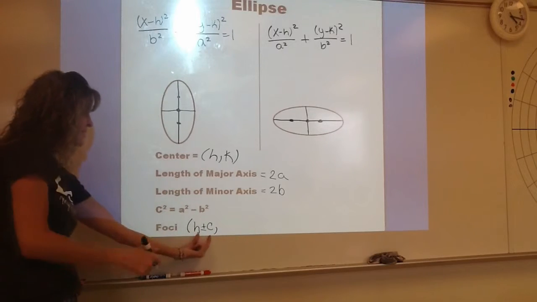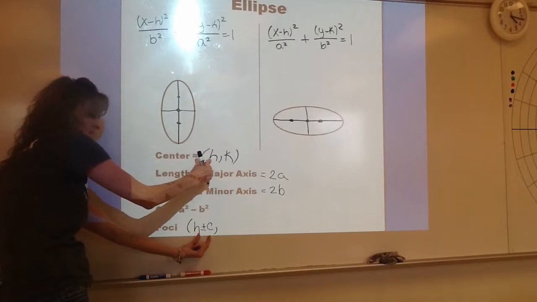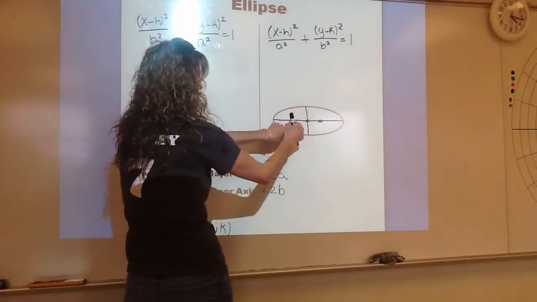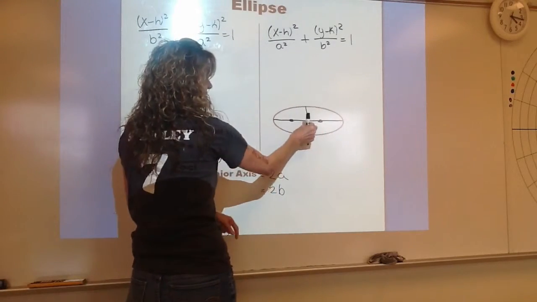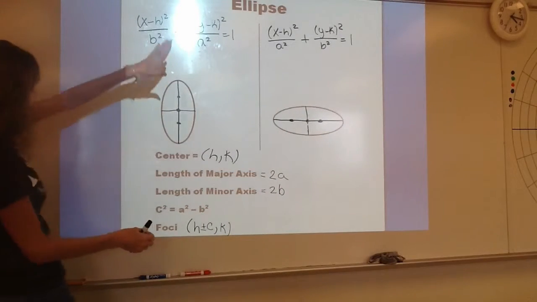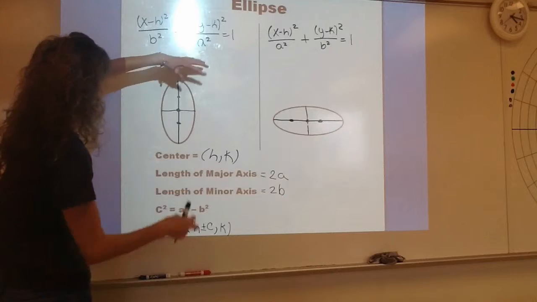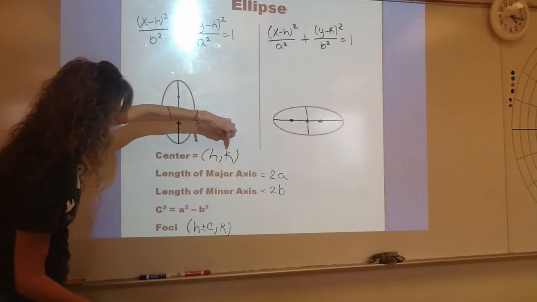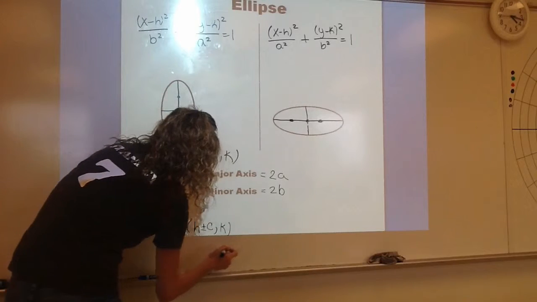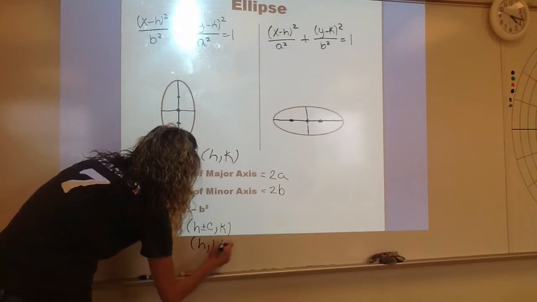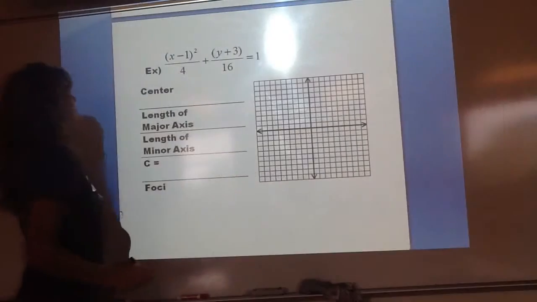So I'm adding and subtracting from the x value of my center, and then just k, because it's going to be to the left and to the right of the center. It did not move up or down, so the k remains the same. If my bigger denominator is under my y, so it is stretched vertically, I'm going to be adding and subtracting from the k. So it would be h and then k plus or minus c.